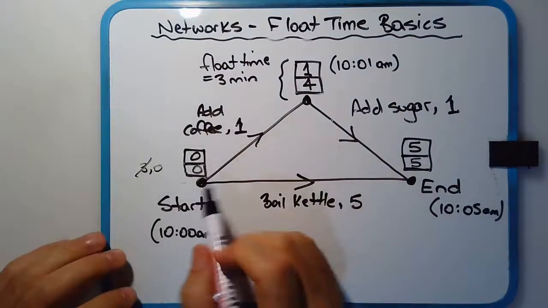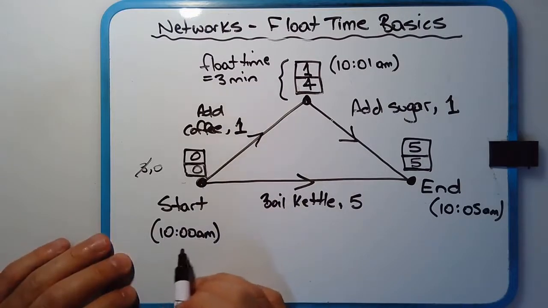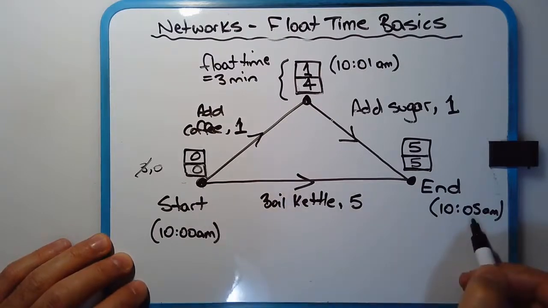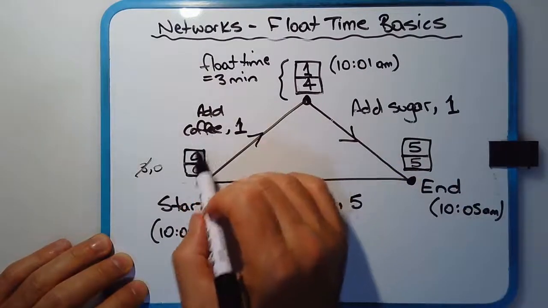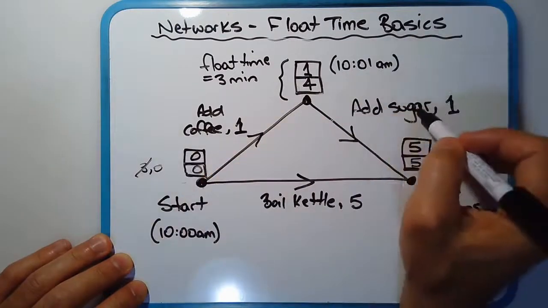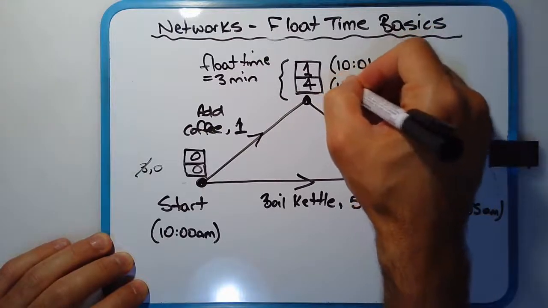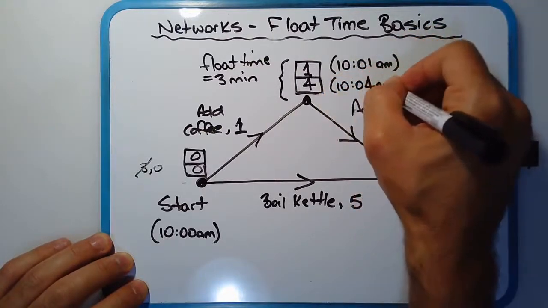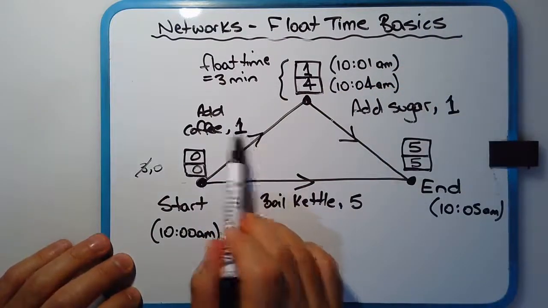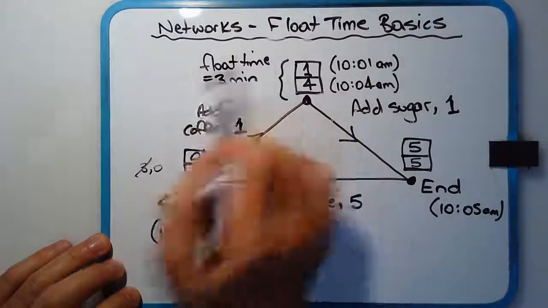Now, if I fill in the actual start and end times using the times I've used here, at 10 a.m. I've started boiling the kettle. It's going to end at 10:05. Adding the coffee, I could either start that at 10 a.m. The latest I can add the sugar is in fact 10:04, which means that because the coffee takes a minute, the latest I can add the coffee would be 10:03. And that's where the float time is very important.